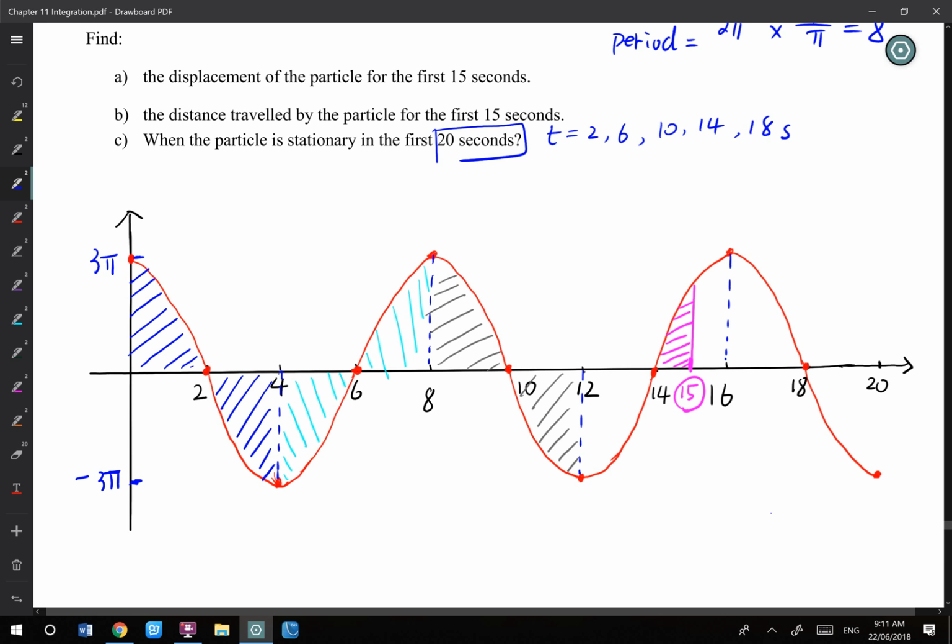Okay, this is the t-axis, this is the v-axis, this is the v-t graph. So the x-intercepts show you where v equals 0.